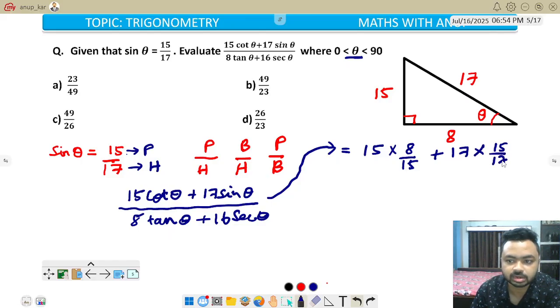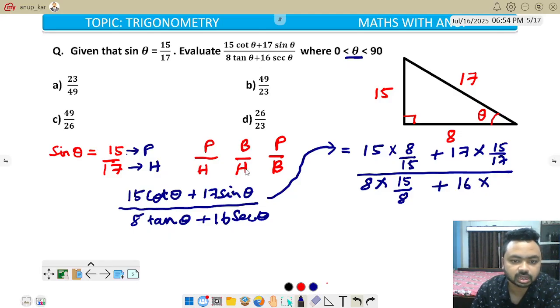Plus, sin theta value is given as 15 by 17. This whole thing is divided by 8 into tan theta. Tan theta will be nothing but perpendicular by base, so it is 15 by 8, plus 16 sec theta. 16 into sec theta is how much? Hypotenuse upon base. So hypotenuse is 17, base is 8.